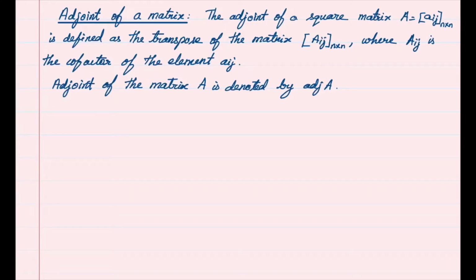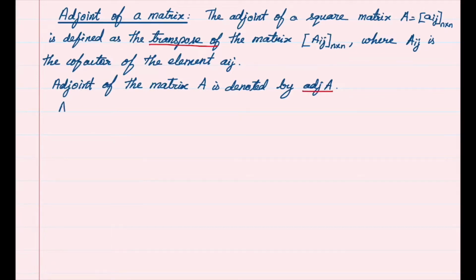To find the inverse of a matrix, we need to find the adjoint of that matrix first. Let us see what is an adjoint of a matrix. The adjoint of a square matrix A is defined as the transpose of the matrix capital Aij, where capital Aij is the cofactor of the element aij, and is denoted by adjoint of A.